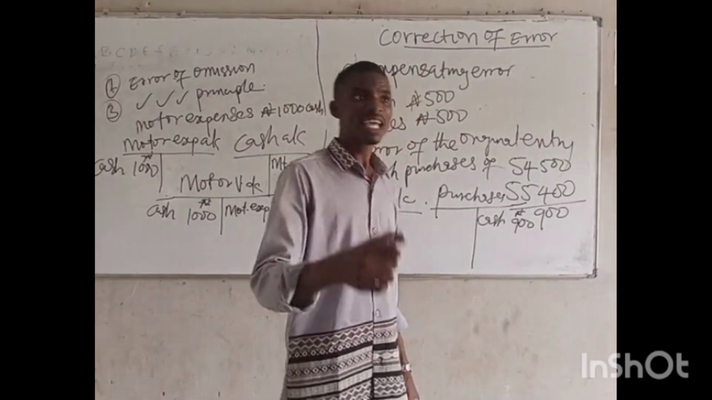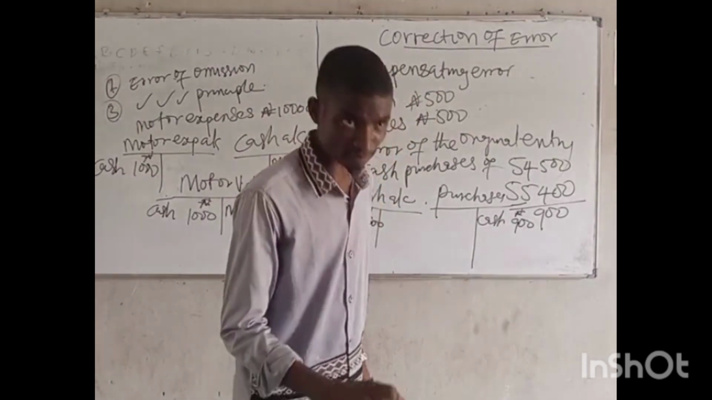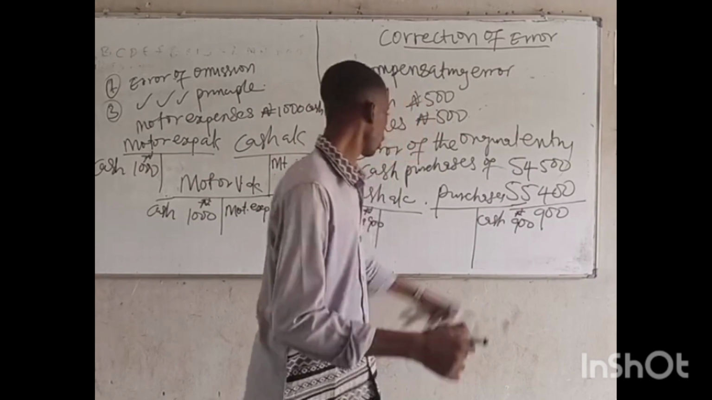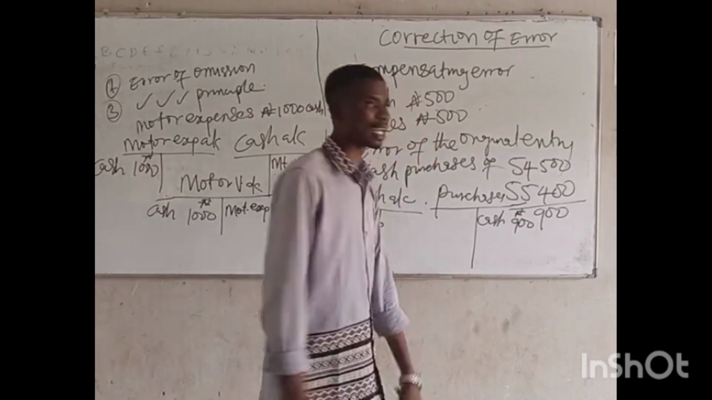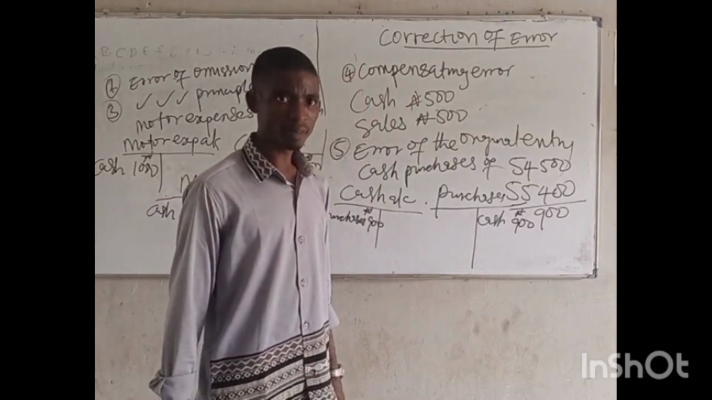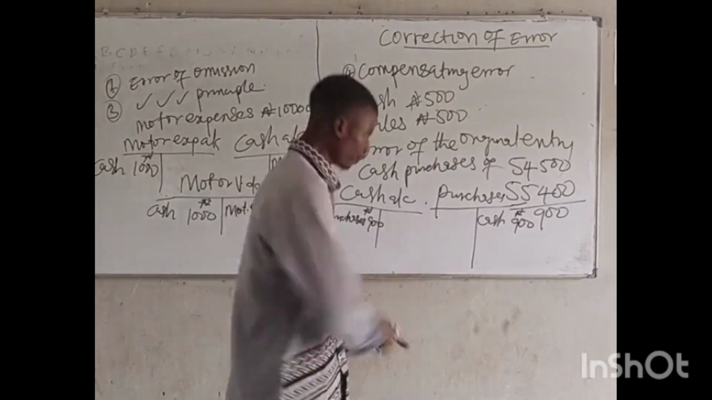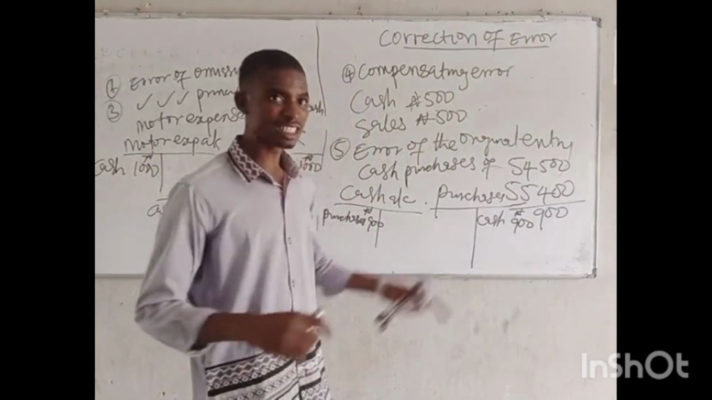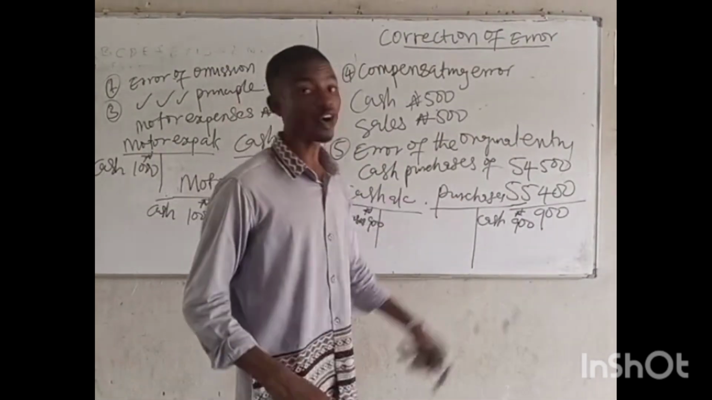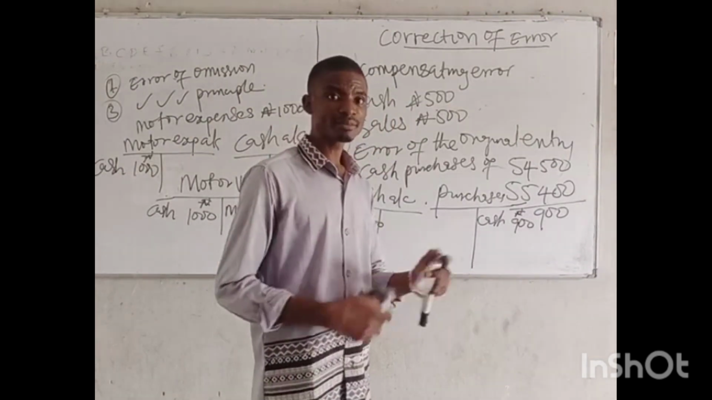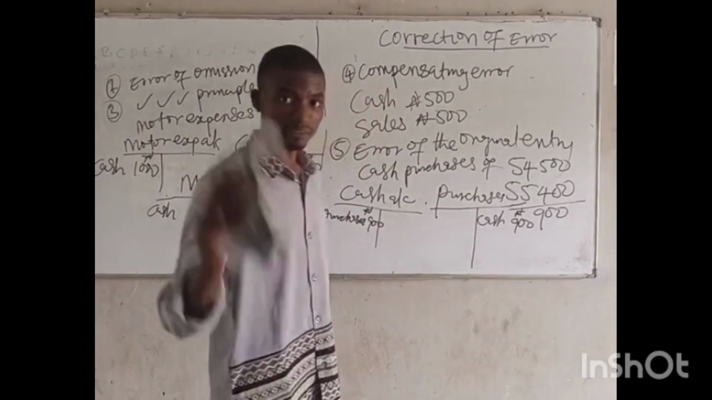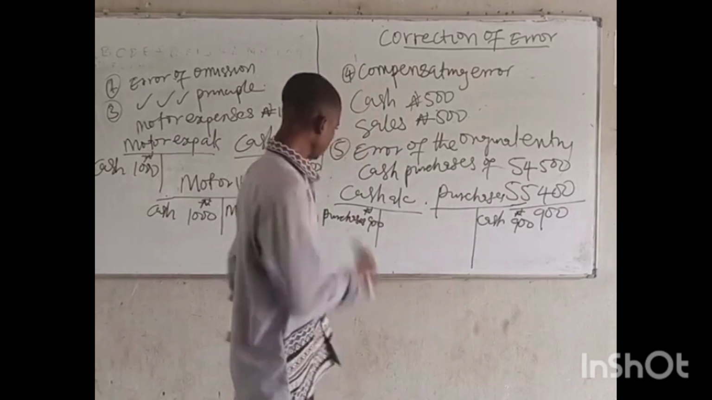But take note, if it is an understatement, what you would have to do is to pass the normal entry by debiting the purchases and crediting the cash account. The reason why we reverse the entry is because it is a case of an overstatement. And the last error is what is called the error of complete reversal of an entry.